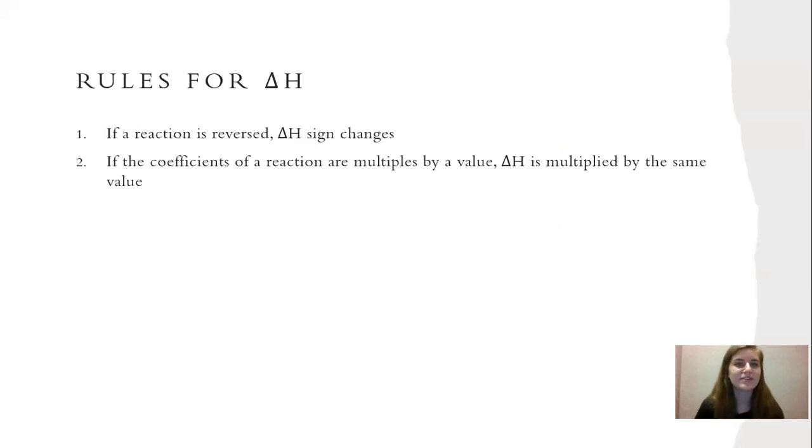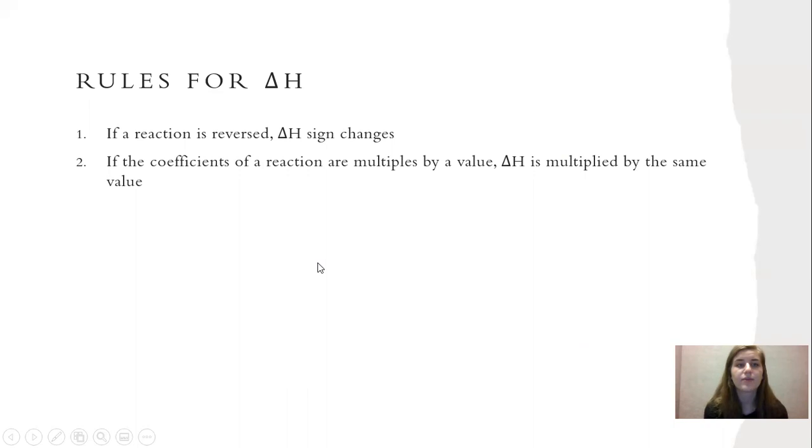Okay, so here's some rules just in general for enthalpies. One, if a reaction is reversed, the sign of enthalpy changes. So if we have C plus O2 equals CO2, that's probably a bad example. But if you go CO2 into C plus O2, the enthalpy is going to change. And so that's just something important to note for math problems.